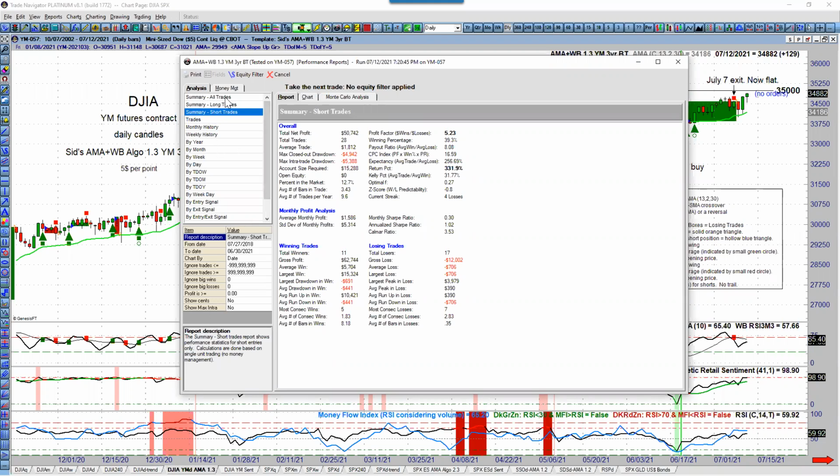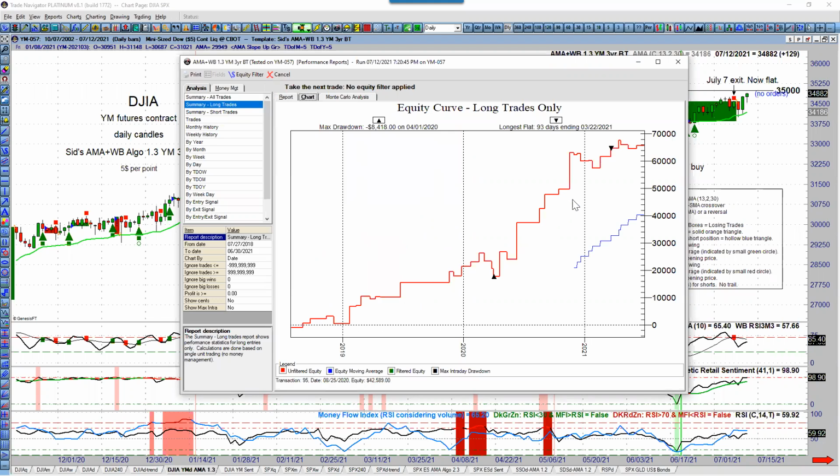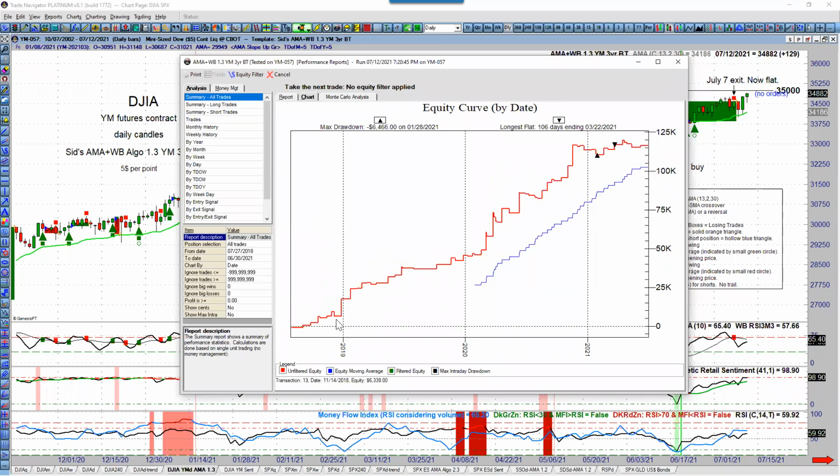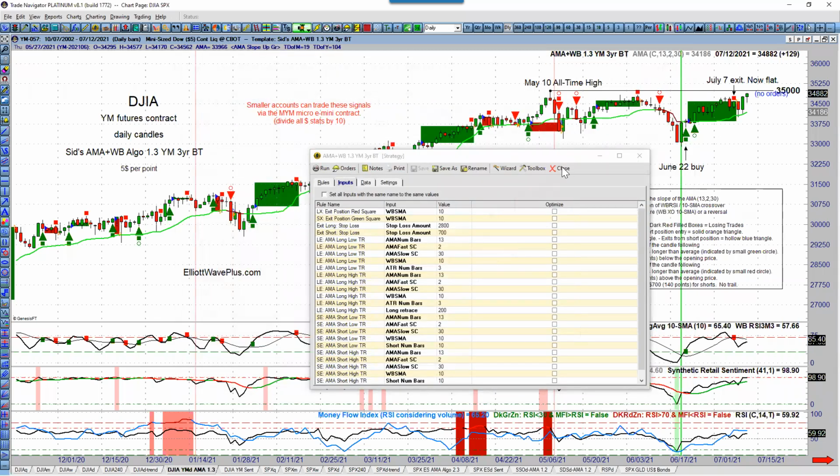And so when you put all of that together, and I could even show you the equity curve if you only took the longs, and the equity curve if you only took the shorts. They're both good. But when you put it all together, it creates a really smooth equity curve. So that's how it works on the Dow Jones Industrial Average.